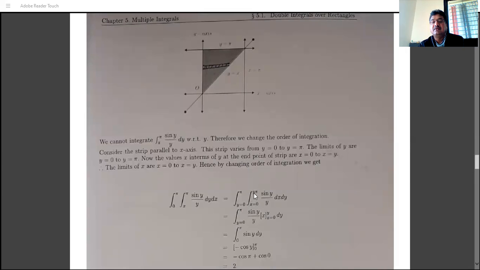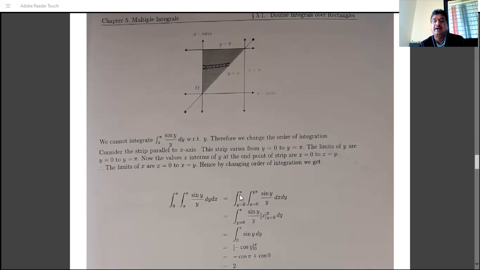Here is a mistake. It is not y pi. The integration is from x is equal to 0 to x is equal to y. X is equal to y is the upper limit, so remove this pi. In order to cover this region, we have to move this strip from this point to this point, meaning y is 0 to pi.